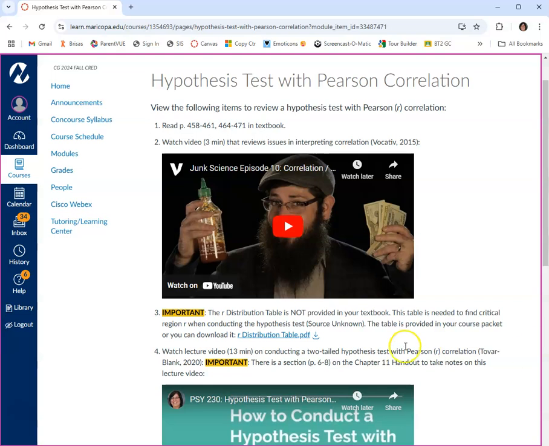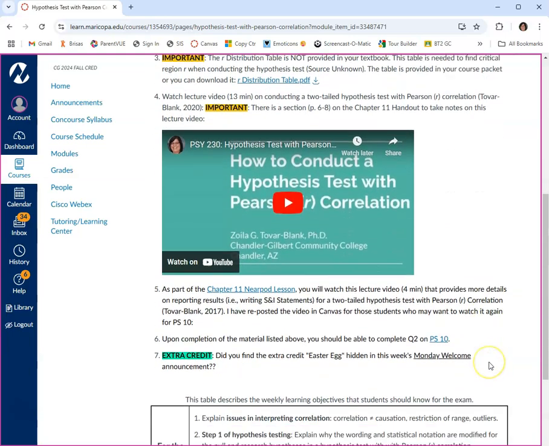I do want to point out something important. The R distribution table is not provided in your textbook. Rather, I have provided it in your course packet. You will need to know this table to find the critical region. So please read the designated pages in the textbook and watch the assigned videos.